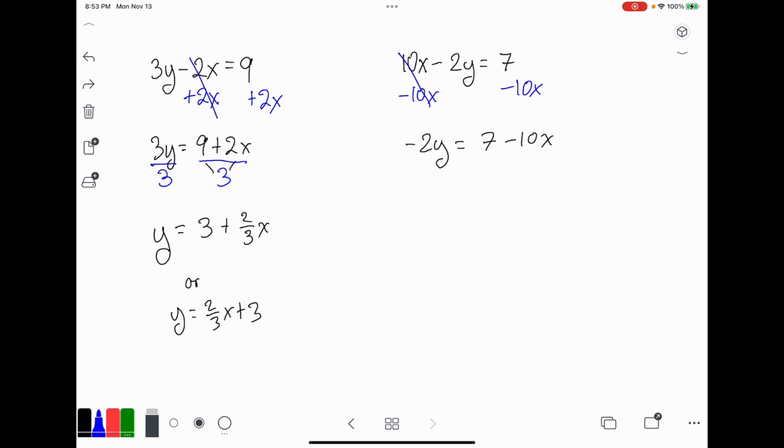And now we could remove this multiplication by dividing by negative 2. Since we were multiplying by negative 2, we divide by negative 2. So, as before, we distribute the division. So 7 divided by negative 2 just stays negative 7 divided by 2. And negative 10x divided by negative 2 is plus 5x. Or you can feel free to flip the terms and say 5x minus 7 over 2. Both are correct. It doesn't matter which one you give. Both are the same equation.